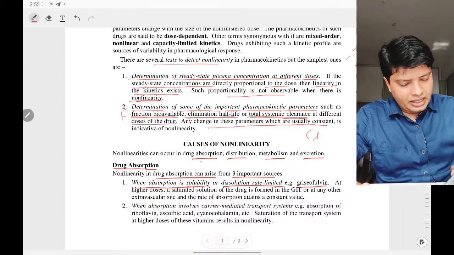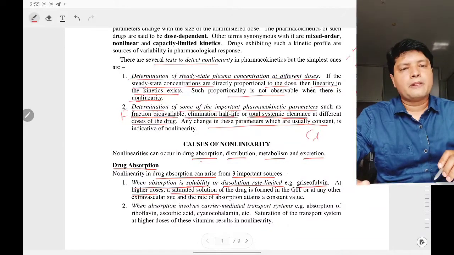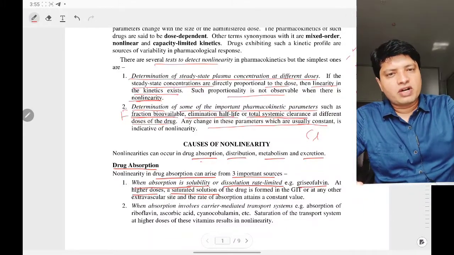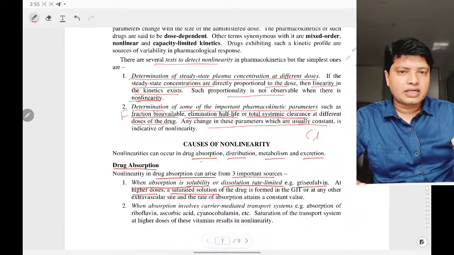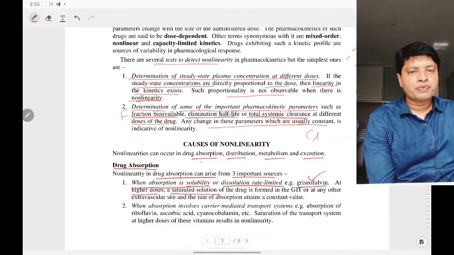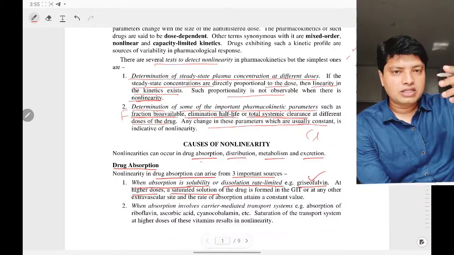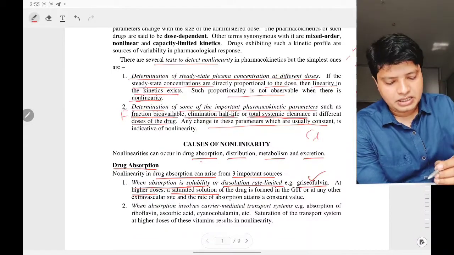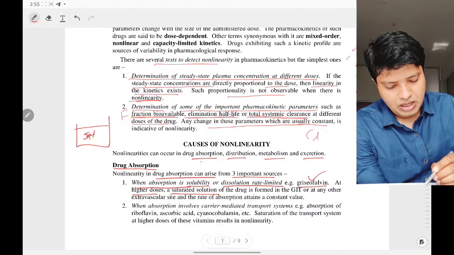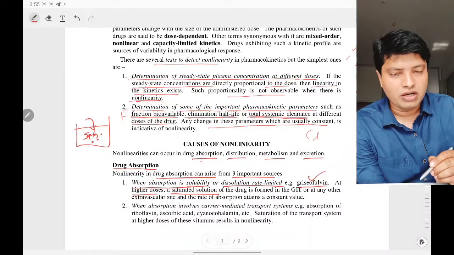So what happens at higher doses? Whatever GI content is there will get saturated. Because the drug has less solubility, if you give more drug, it is easy for the drug to attain saturation level. So the drug will attain saturation very quickly. That is your griseofulvin, because it has less solubility. Due to this saturation, what happens? Once it attains saturation, let's say we have the drug solution saturated here, any extra drug which is coming will get precipitated; it will not get solubilized.